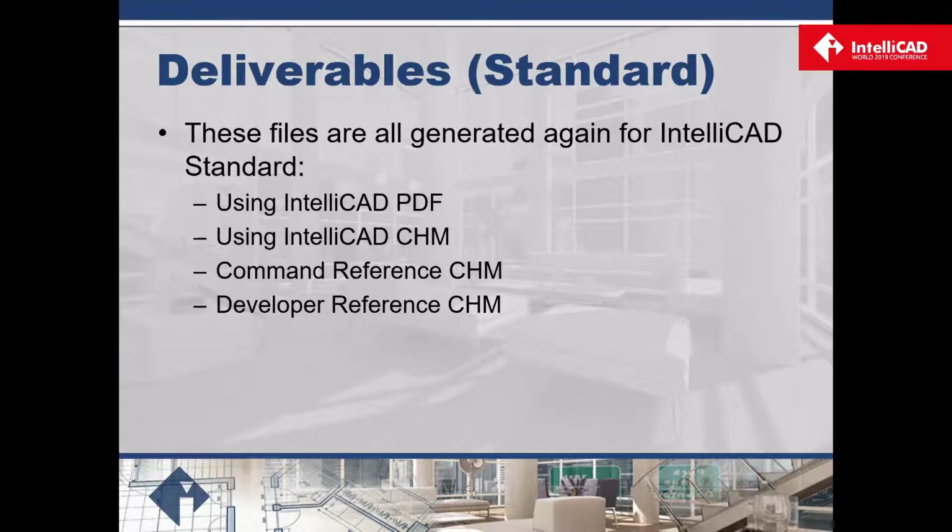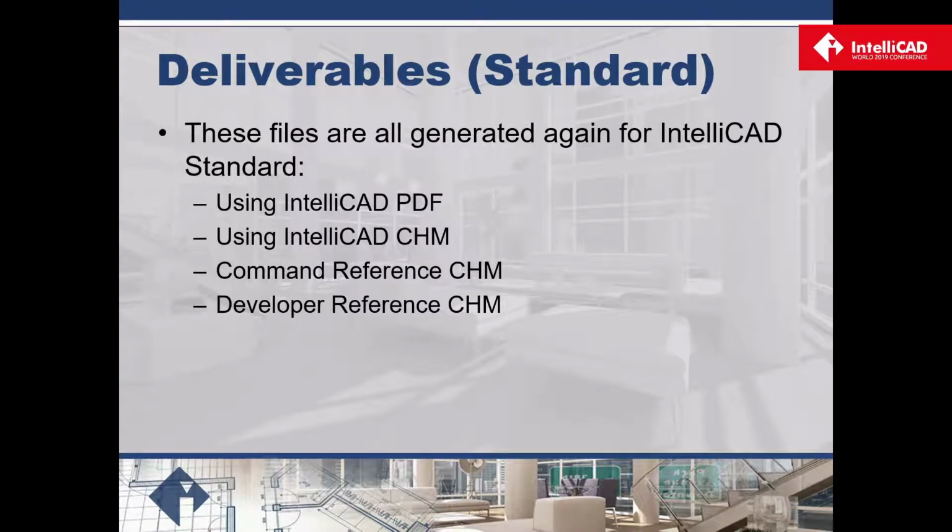You'd think maybe the documentation team was done with that, but we're not, because we generate several additional files for the standard version. We create a PDF file for professional and a second one for standard that doesn't have certain components in it, like ActiveX documentation or VBA and the SIGs. Then we generate that again for the help file for using IntelliCAD, the command reference, and the developer reference, which is pretty easy to do for standard. We just omit the VBA portion.